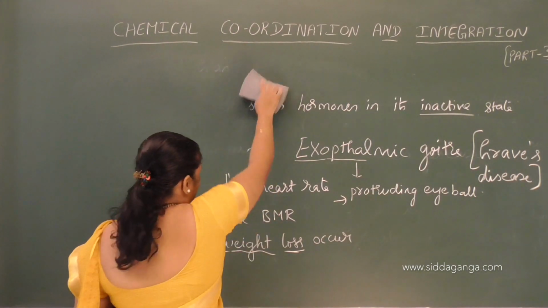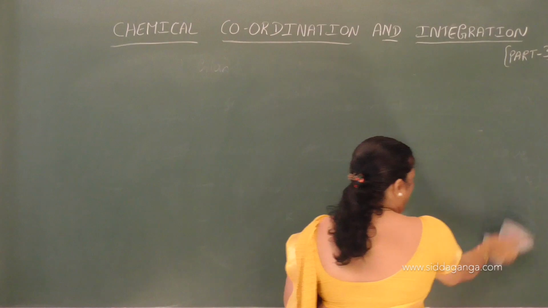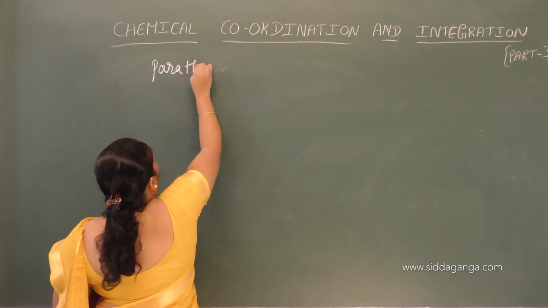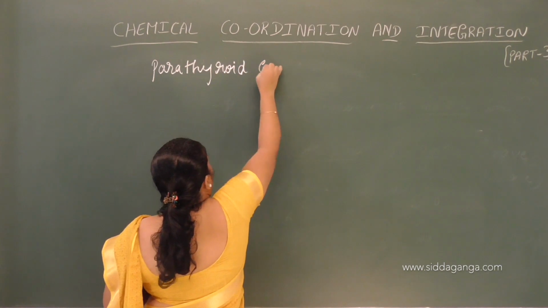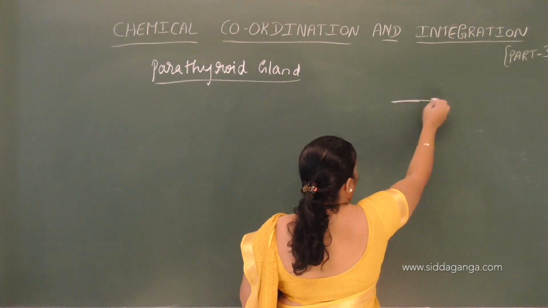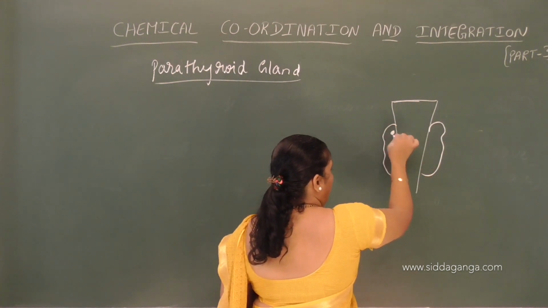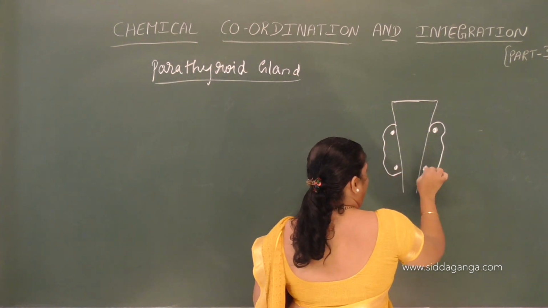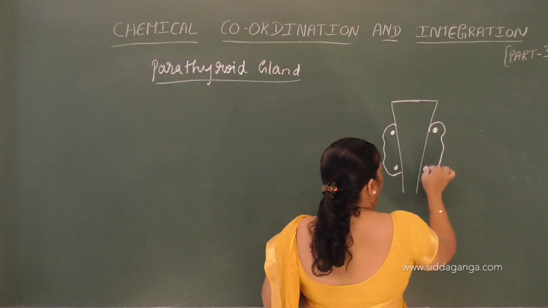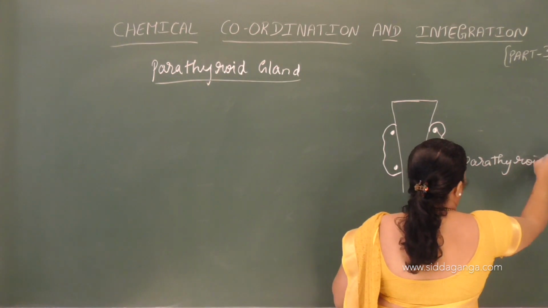And we move on to one more gland, that is parathyroid gland. This is thyroid gland. On the dorsal side of thyroid gland, on the posterior part, each lobe contains a pair of parathyroid glands. These are parathyroid glands.